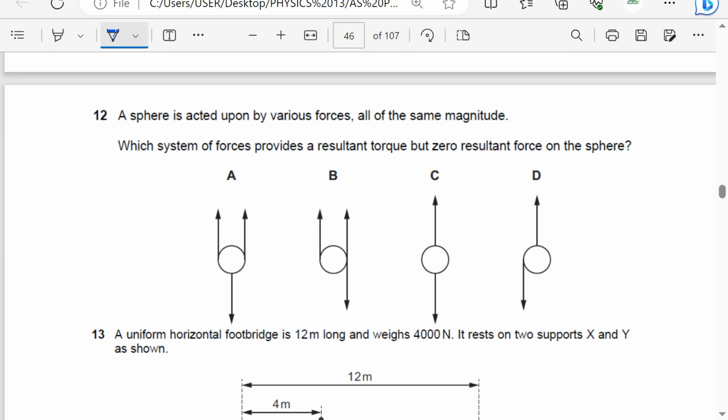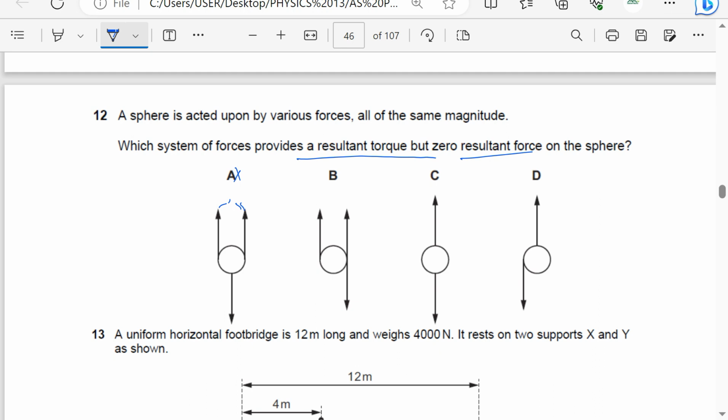A sphere is acted upon by various forces, all of the same magnitude. Which system of forces provides a resultant torque but zero resultant force on the sphere? Which system of forces provides a resultant torque but zero resultant force? So let's check. So here, this is anti-clockwise, this is clockwise. There is no moment there, but there's a resultant force. So here there's a resultant force.